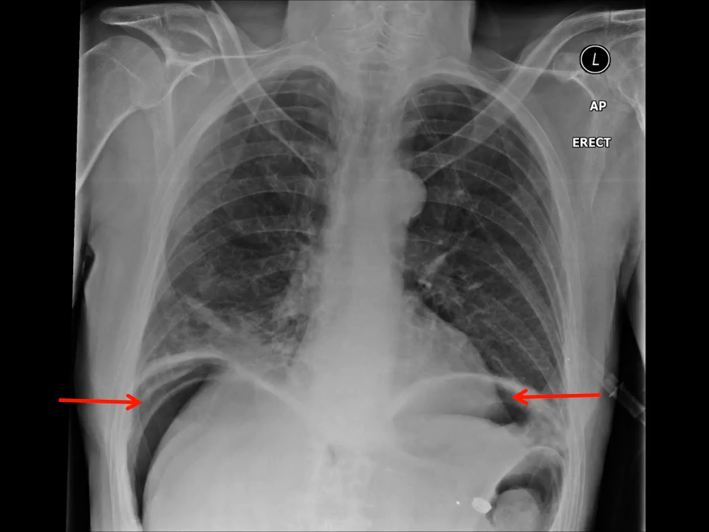Air under the diaphragm. Patients presenting with an acute surgical abdomen should be investigated with an erect chest X-ray, as well as the standard supine abdominal X-ray. This is because if the abdominal pain is being caused by a bowel perforation, gas will collect under the diaphragm.